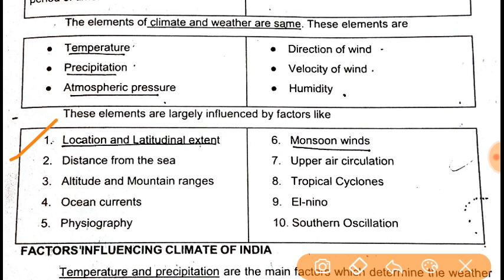It is around 30 degrees in both east to west and north to south. So longitudinal and latitudinal extent is very high. Then distance from sea. Three sides of India are surrounded by sea. So in various coastal areas, sea has a moderating effect. Cyclones play a very important role. Then altitude and mountains. Altitude and mountains in our country play a decisive role.